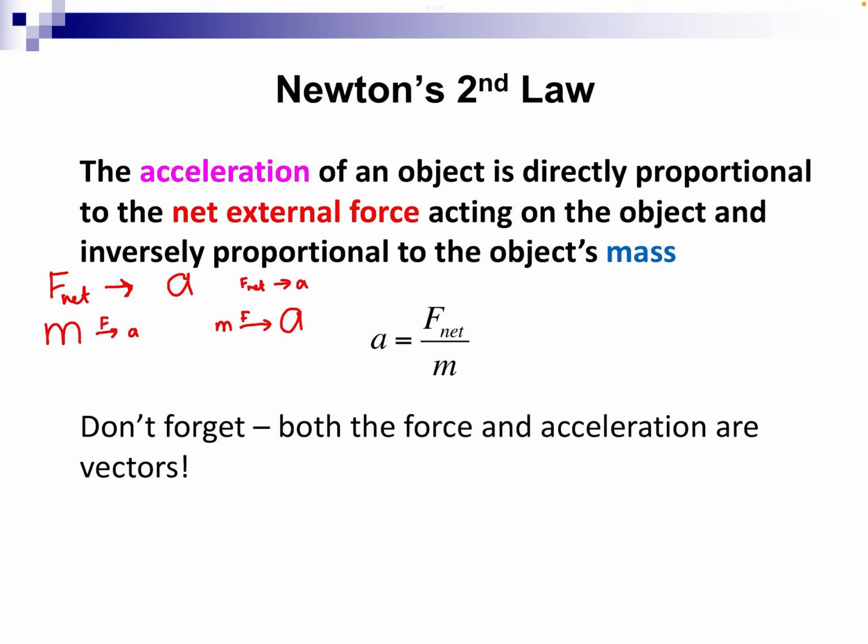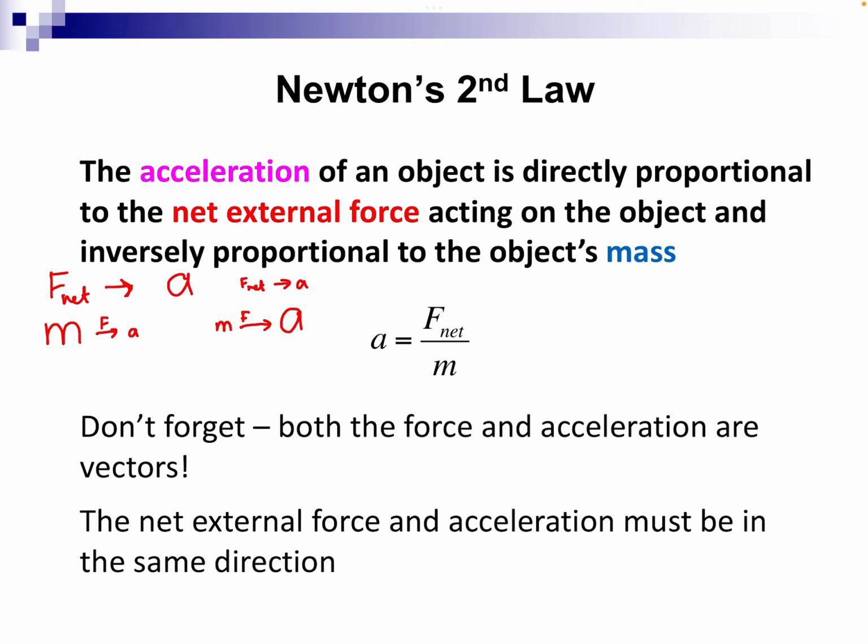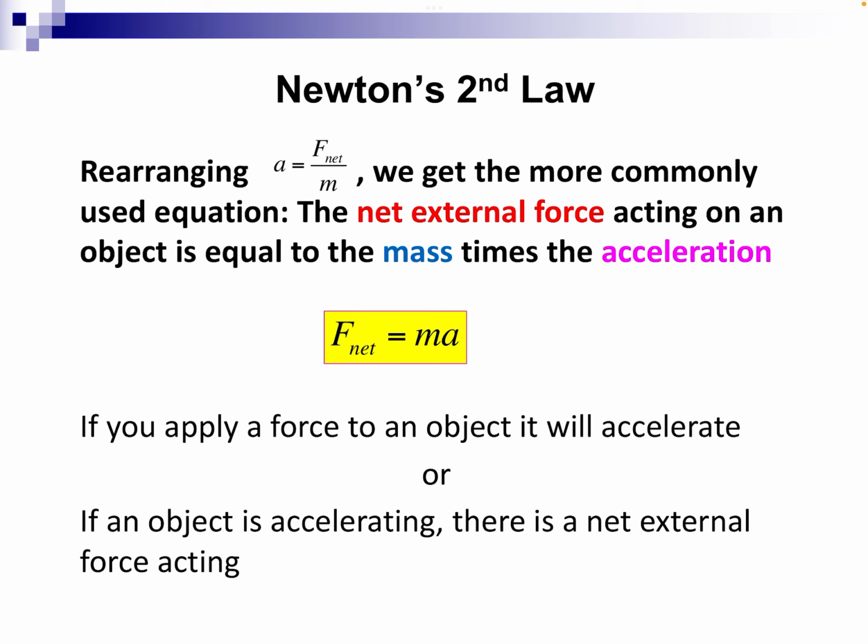Don't forget that both force and acceleration are vectors. And therefore, the direction of acceleration is determined by the direction of the net force. And if we rearrange this equation so that we have net external force on one side, then we get the more popular form of Newton's second law of motion: net force is equal to mass times acceleration.